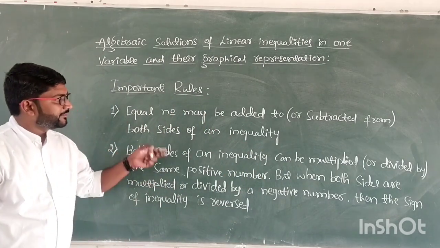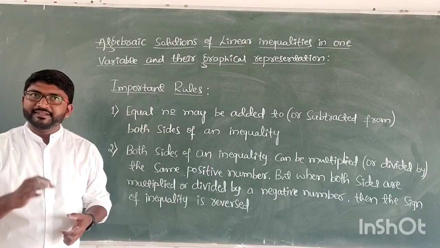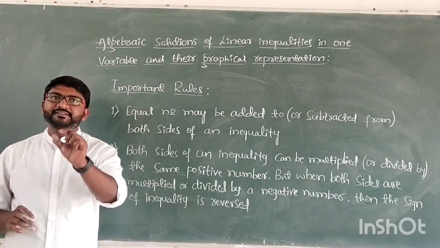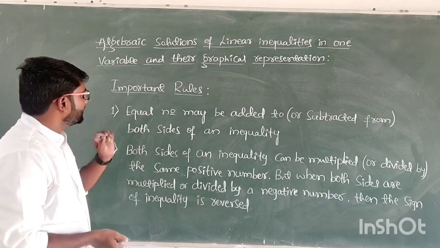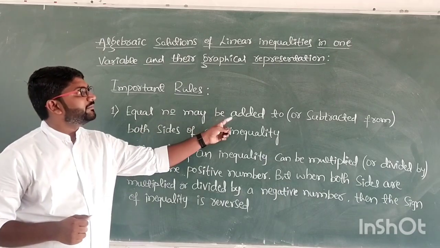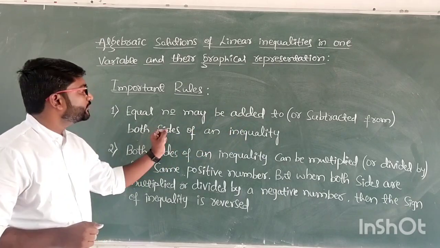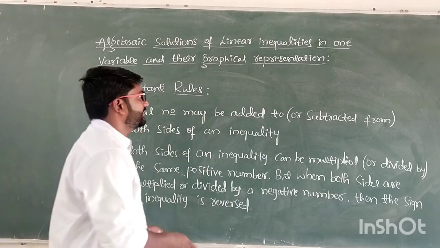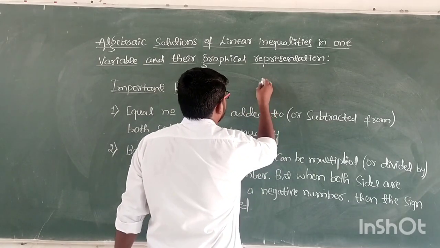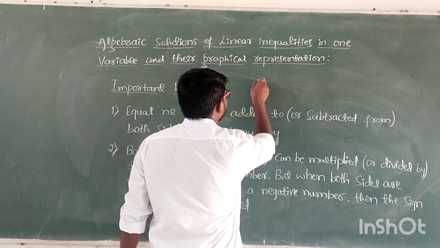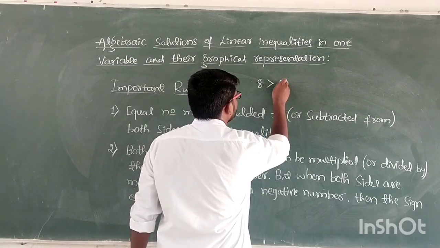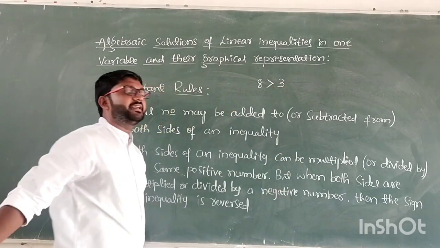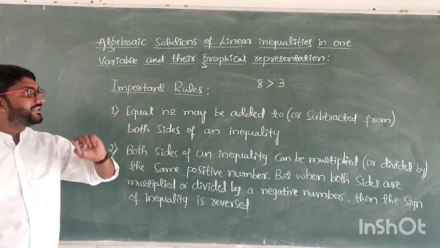So these two are the very important rules for solving linear inequalities in one variable. Let us understand rule number 1. Equal numbers may be added to or subtracted from both sides of an inequality. So here I will take one inequality now: 8 is greater than 3. This is an inequality.